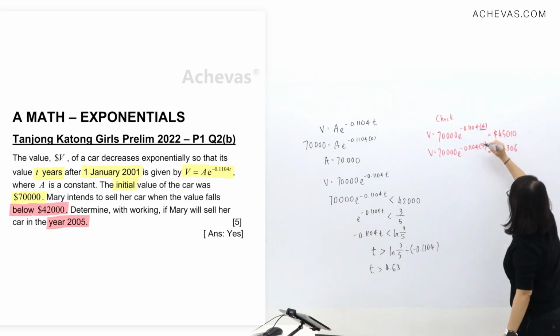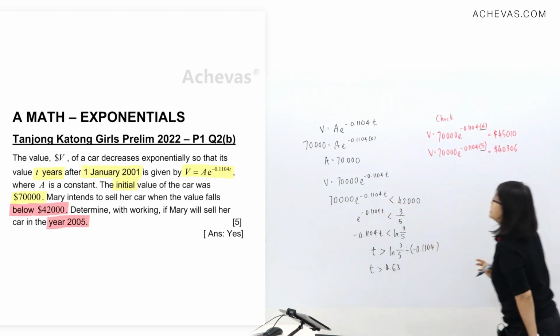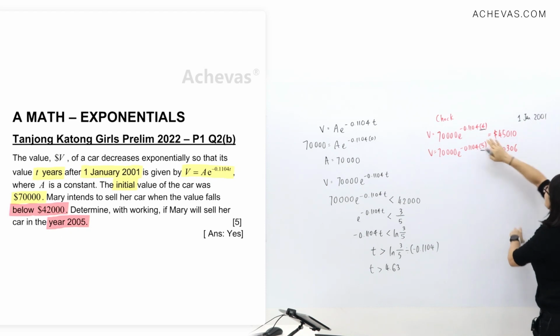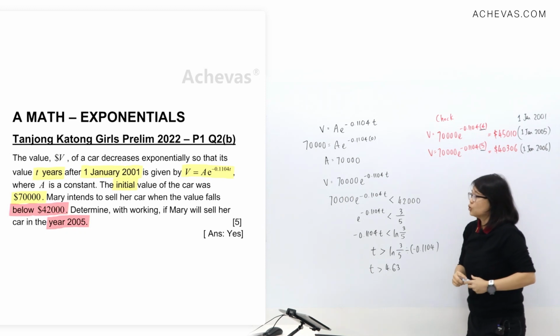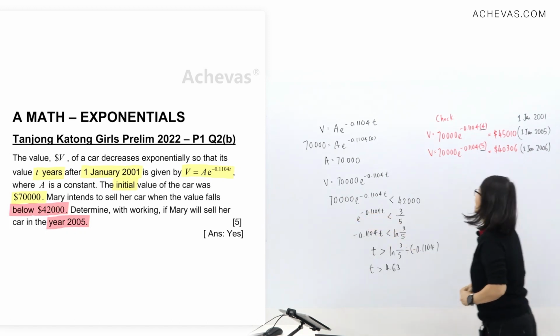Let me also write down when will this happen. Since t equals 4 and t equals 5, and we know that we start on the 1st of January 2001, adding 4 years to this is going to be 1st January 2005, and this one is going to be 1st January, adding 5 is going to be 2006. Now, notice that Mary will sell her car if the value falls below 42,000.